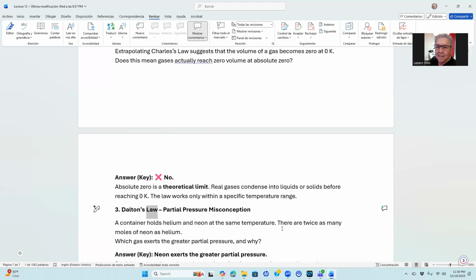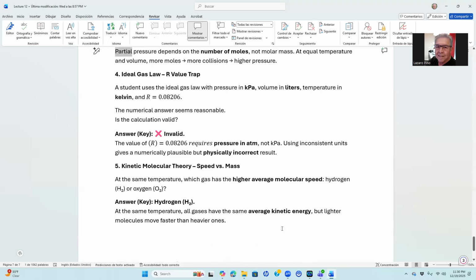3. Dalton's law, partial pressure misconception. A container holds helium and neon at the same temperature. There are twice as many moles of neon as helium. Which gas exerts the greater partial pressure, and why? Answer: neon exerts the greater partial pressure. Partial pressure depends on the number of moles, not molar mass. At equal temperature and volume, more moles, more collisions, higher pressure.